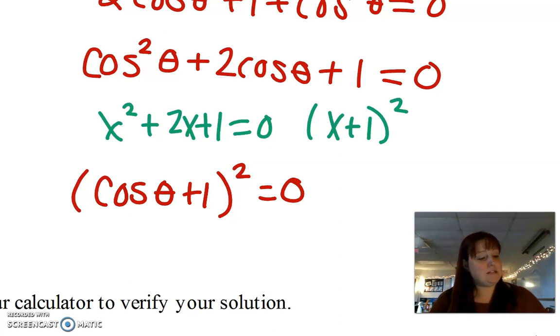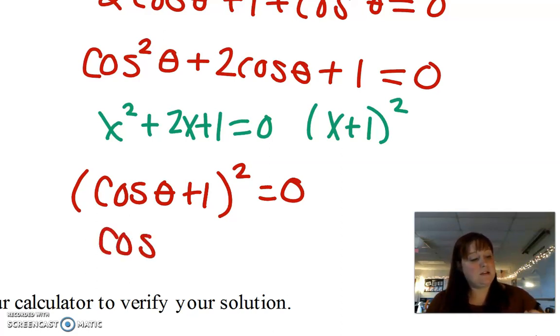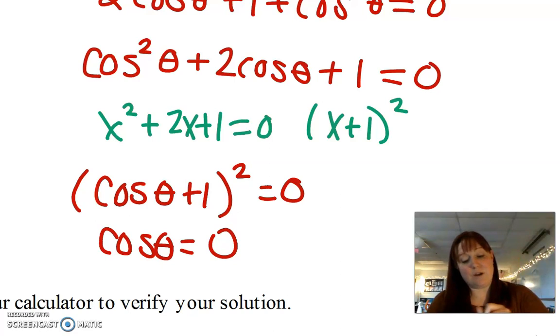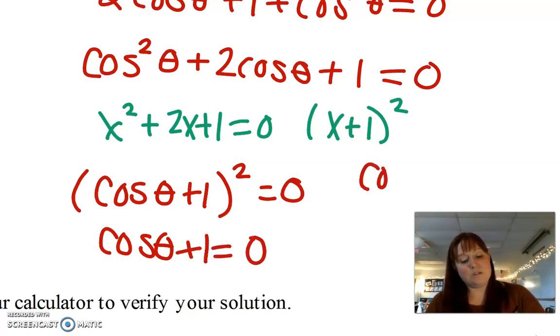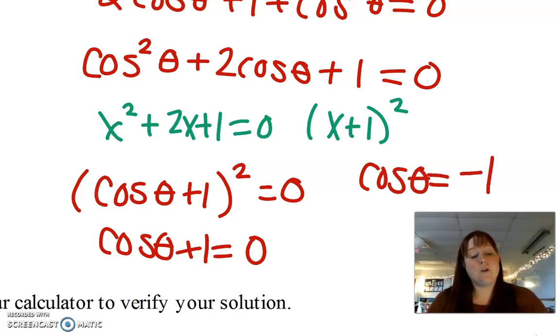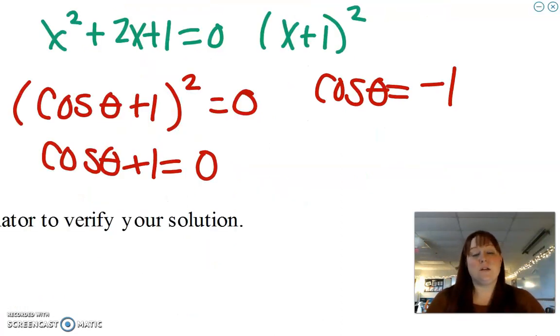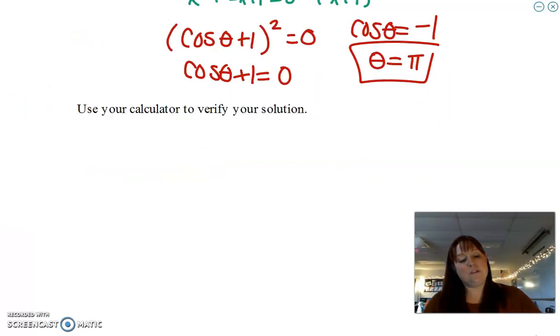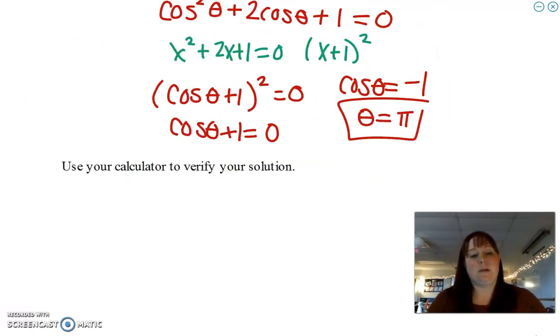And then we take the square root of both sides, and we get cosine theta plus 1 equals 0. So then we have cosine theta equals negative 1. And then we look at our unit circle. Where is cosine theta equal to negative 1? Well, cosine is the x-coordinate, and the only place that it's equal to negative 1 is at pi, so theta has to equal pi. That would make it true. So then you can use the calculator to verify your solution, put that back in.